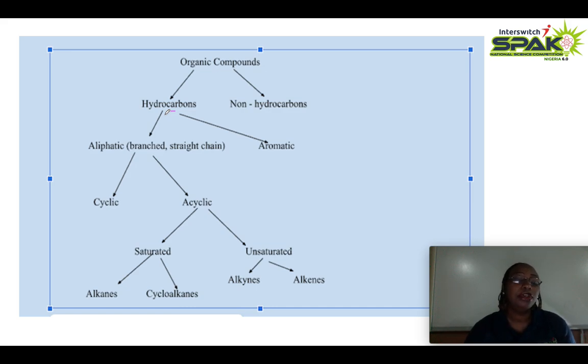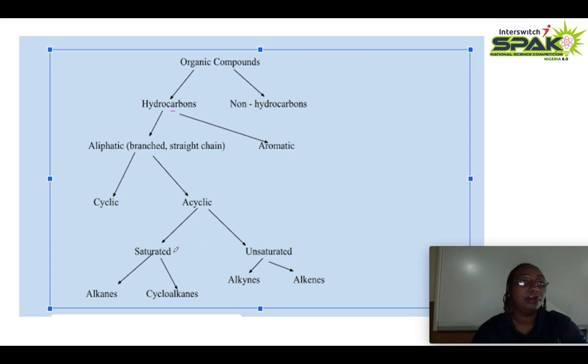Under hydrocarbons, we have aliphatic, which could either be branched or straight chain, and we have aromatic, the likes of benzene, toluene. Then under aliphatic, we have cyclic, and we also have acyclic. Cyclic could be cyclopropane, cyclobutane; acyclic are straight chains. Then acyclic we can split into two: the saturated and the unsaturated compounds.